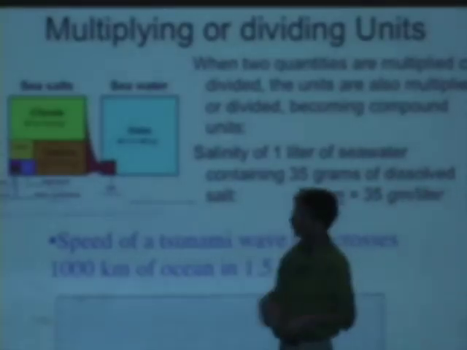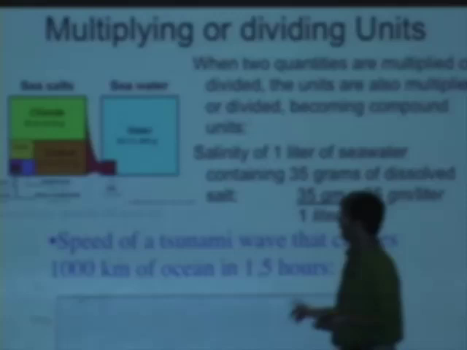Here's another example, a tsunami, which we'll learn are really, really dangerous, in part because they're so fast. A large tsunami might cross 1,000 kilometers of ocean, which is something like 600 miles, twice the distance from here to San Francisco, in something like 1.5 hours.